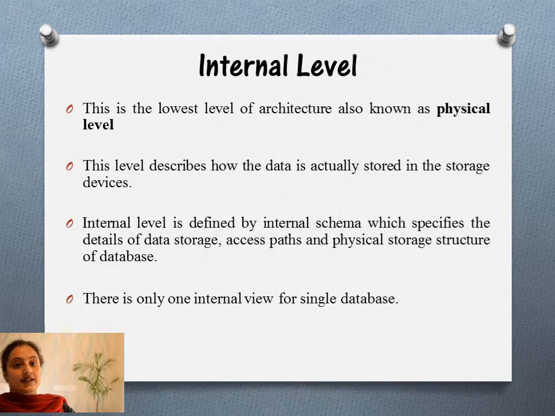Last level is internal level. This is the lowest level of architecture and is also called physical level. This level describes how the data is actually stored in the database. Internal level is defined by internal schema, which specifies the details of data storage, access paths and physical storage structure of the database. There is only one internal view for a single database.